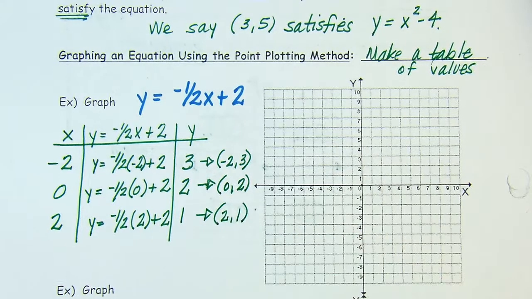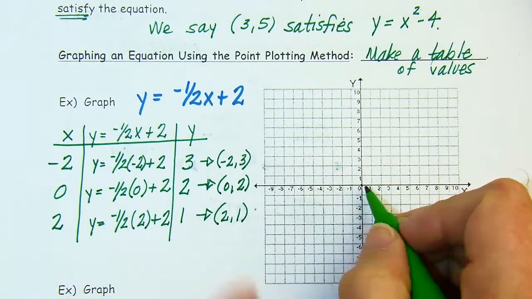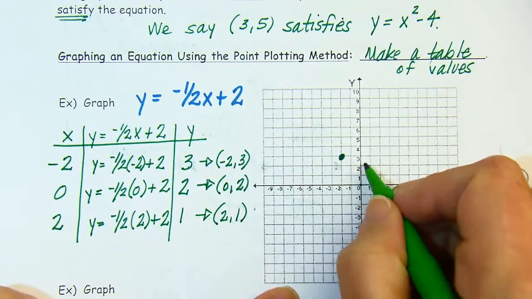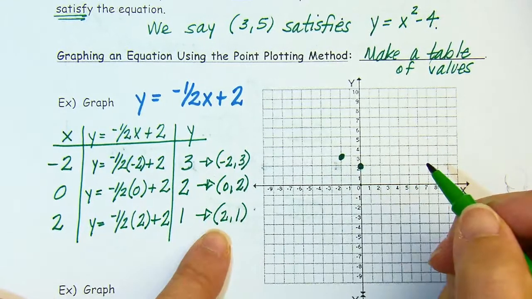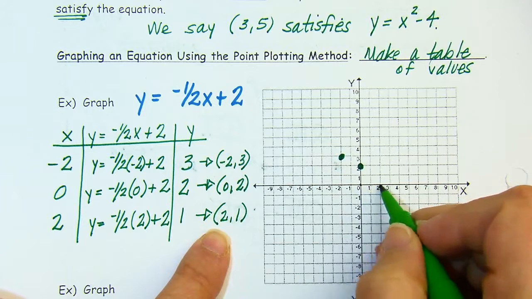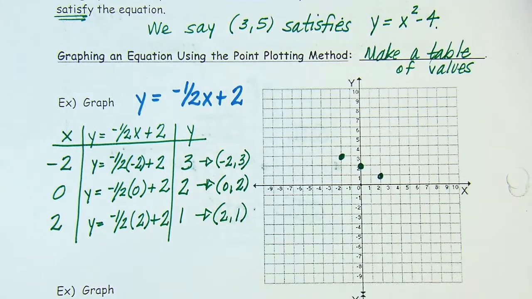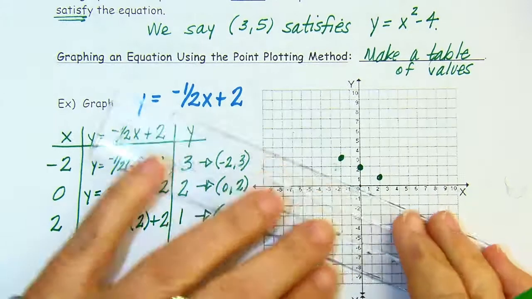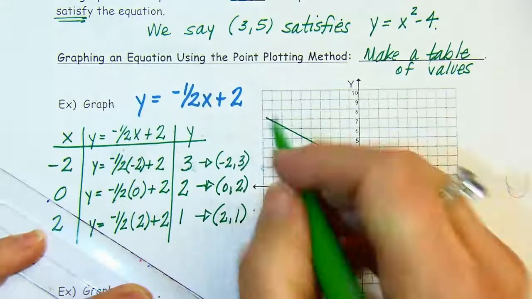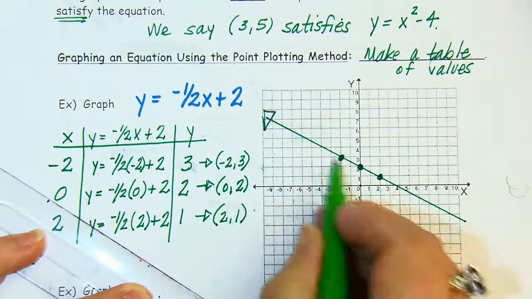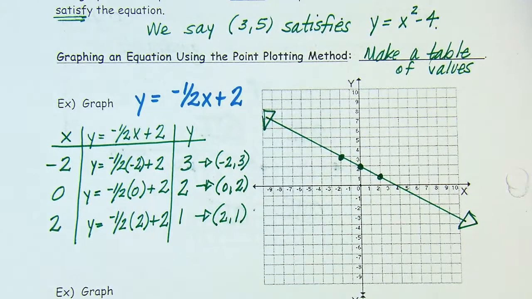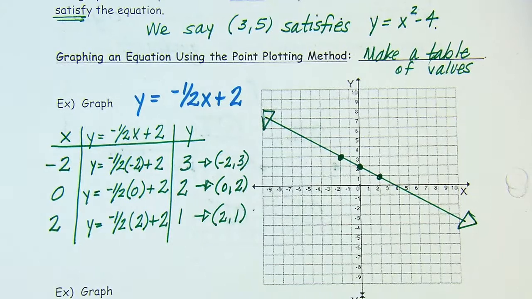So now I'm going to plot these ordered pairs. So x is negative 2, y is 3, x is 0, y is 2, x is 2, y is 1. There we go. And I'm going to take a straight edge and draw my line. Folks, I don't want itty-bitty lines, okay? Just take a straight edge or something, and you know, you need arrows on your graphs because it continues.